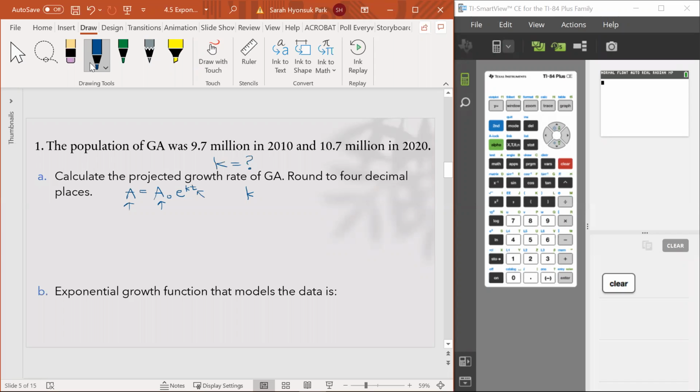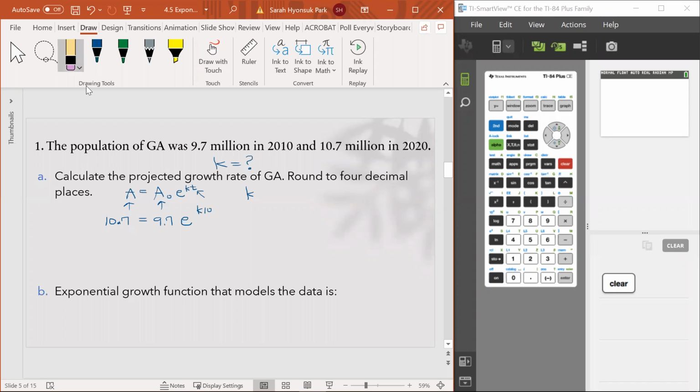So A is the most recent population number, which is 10.7 million. I'm just going to write 10.7, because we know that's expressed in millions. The initial, back when it started, 2010, is 9.7 million. e, and then k is what we're trying to find. t is the amount of time that passed from 2010 to 2020. So t is a difference of 10 years. So I'm going to write 10.